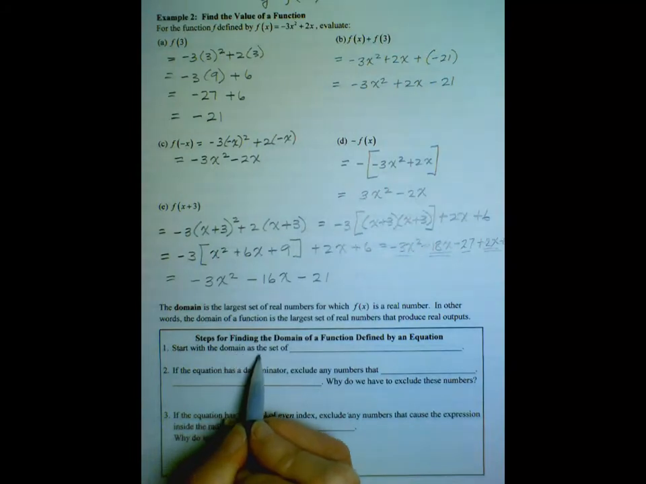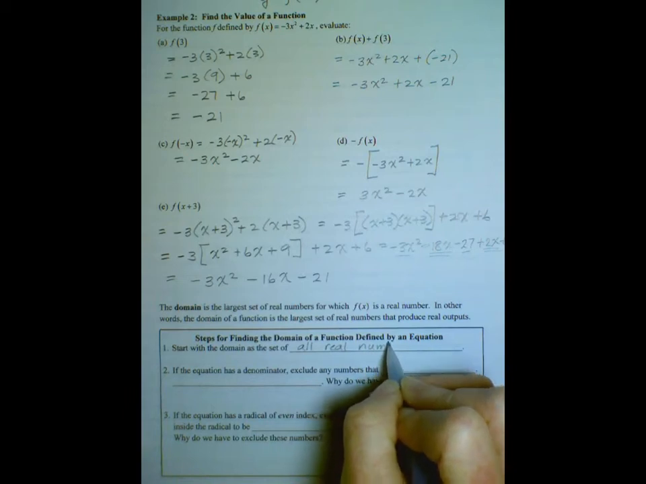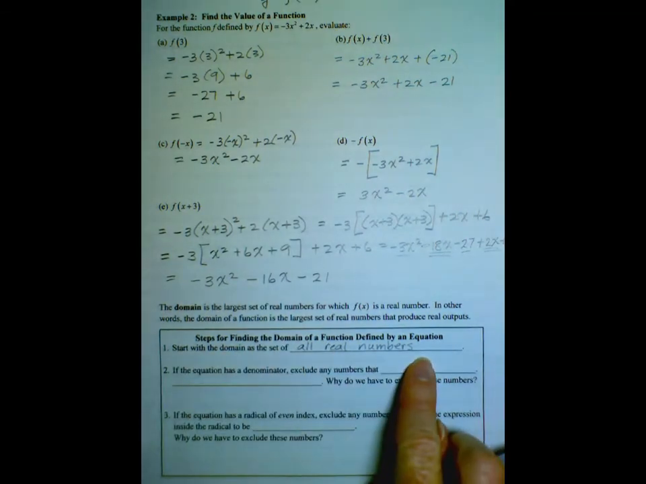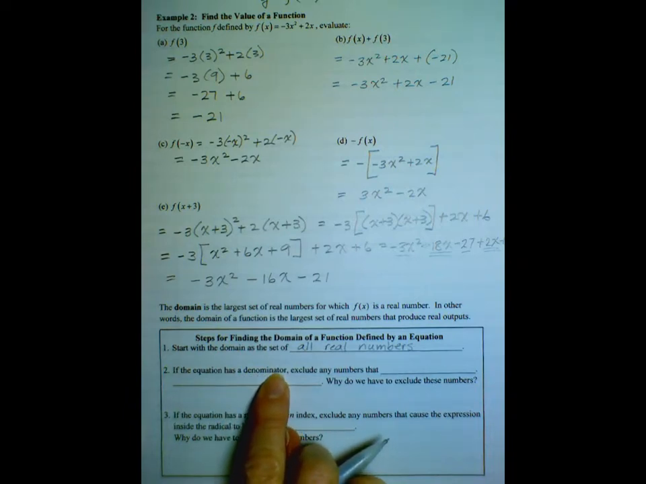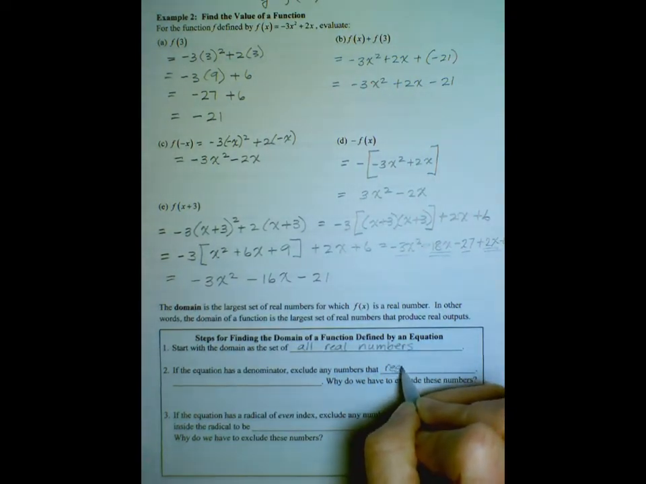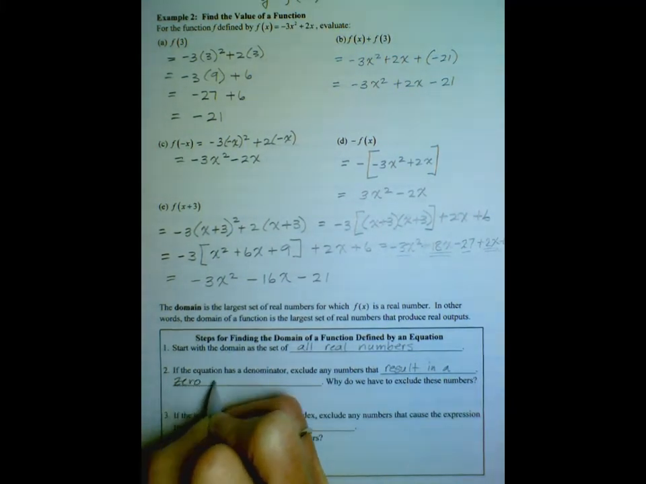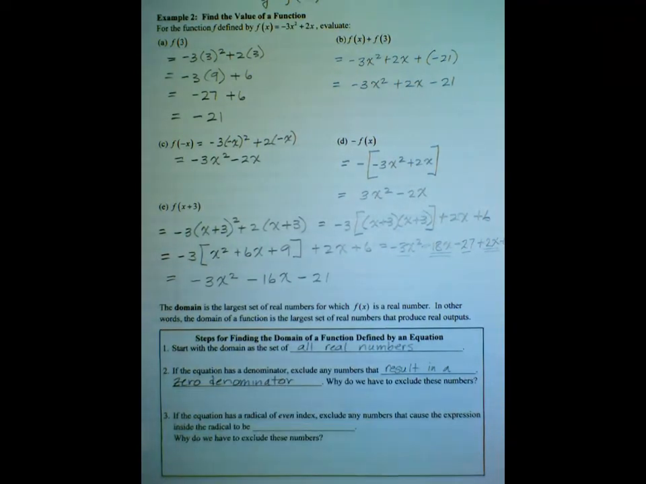Start with the domain as the set of all real numbers. So we're going to be looking at an equation for a function, and we're going to start by assuming it's all real numbers. Then, if the equation has a denominator, so we'll look to see, is there a denominator in this equation? Exclude any numbers that result in a zero denominator. Why? Why do we have to exclude any numbers that result in a zero denominator?